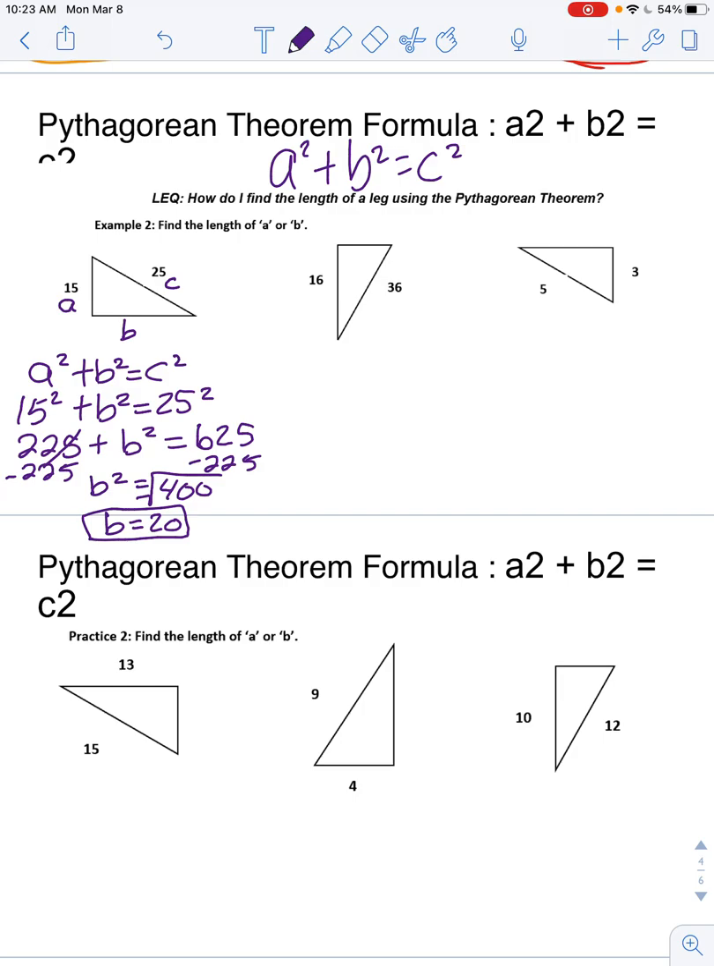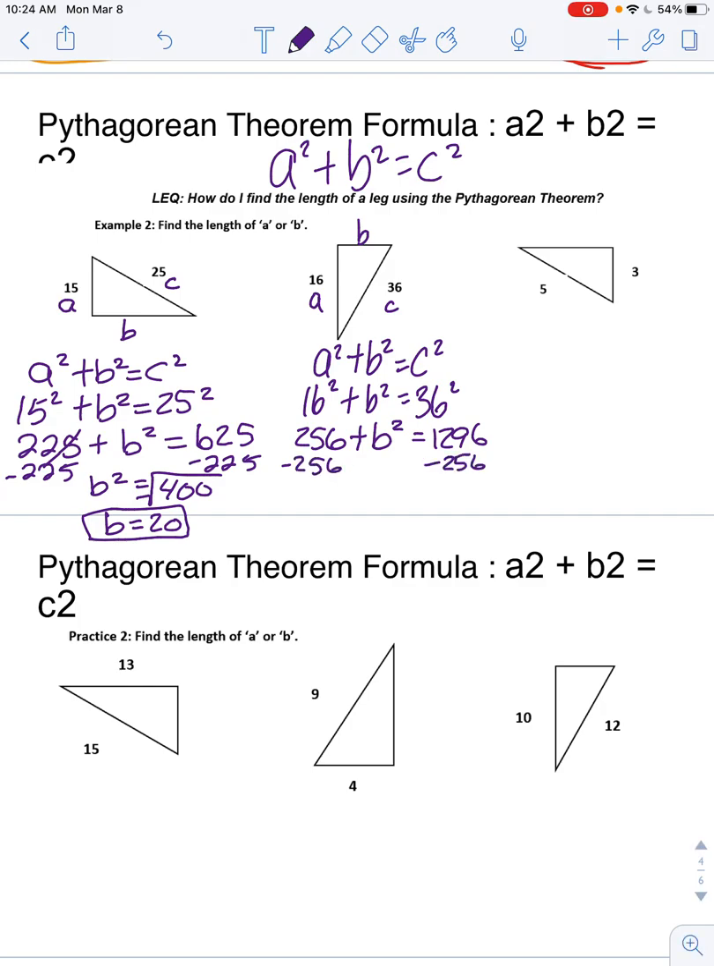So the only difference here is that we are subtracting before we take our square root. Okay? So again, 16 I'm going to label as A. B is up here, we don't know, and then C is your diagonal. So A squared plus B squared equals C squared. Go ahead, substitute 16 in for A. We don't know what B is, and we know C is 36. So 16 squared, or 16 times 16, is 256. Don't know B squared. 36 squared, or 36 times 36, is 1,296.